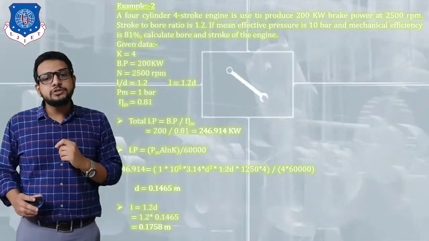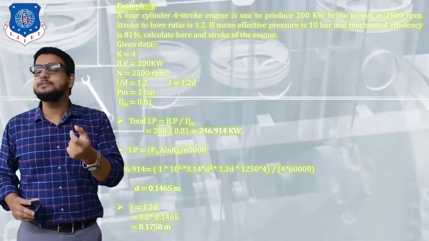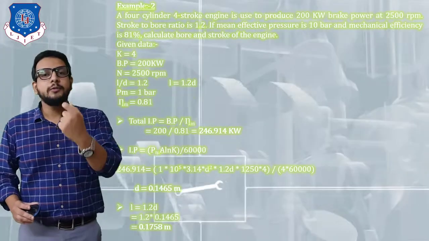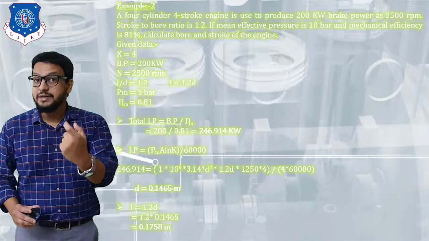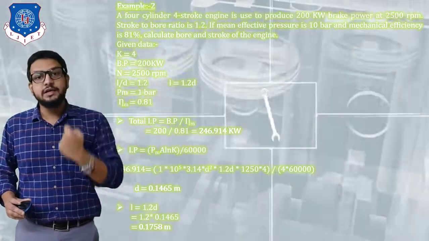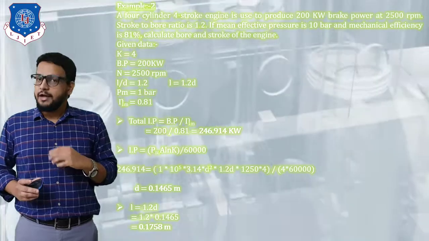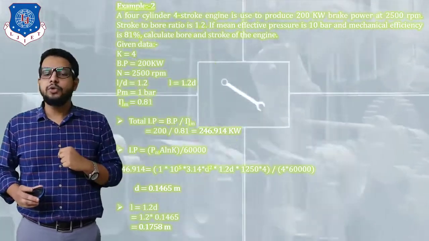PIM means indicated mean effective pressure into area into length into n into K. Now why K? So we would say that indicated power IP, which we have found out, is for a 4-cylinder engine, whereas our formula of PLAN by 60,000 is for a single cylinder. So on our right hand side we need to multiply by the number of cylinders, that is 4, right? So I have written into K.